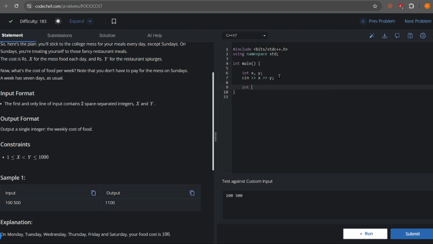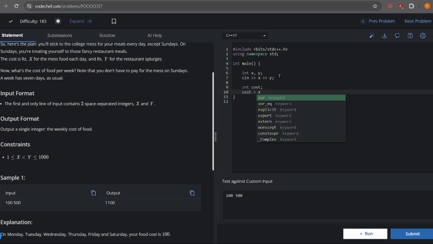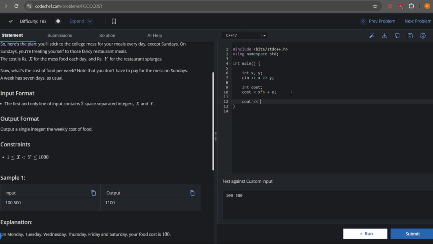I'm just going to create a variable, call it cost or total cost, and then the cost is equal to X into 6 plus Y, is the cost of the food from the restaurant, which we only need to spend on Sundays. And then just output that, and now we'll run this, and this should work. Let's see.